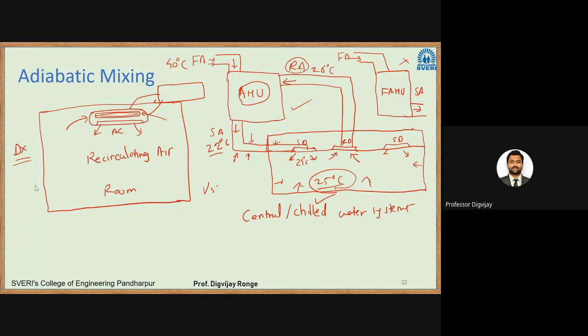Okay, so in a DX system, what is happening? We are installing an AC in a room, but it is recirculating the air. It is not using any fresh air. But in case of an AHU, the AHU will take fresh air. It will take some amount of recirculated air. It will mix these two streams together, and then we'll get a supply air. Okay, this is the main difference between chilled water systems and direct expansion systems.